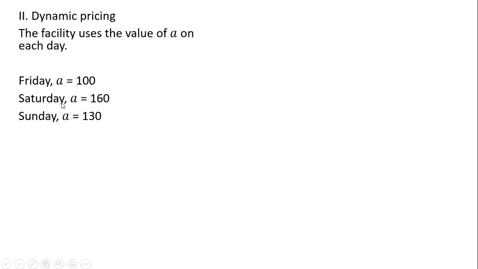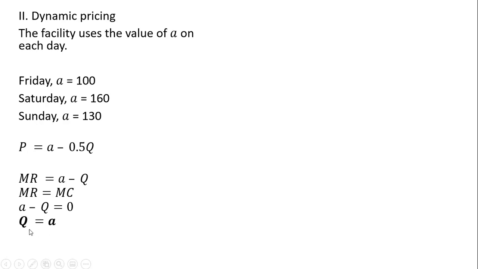The facility uses the value of A on each day. So again, we're just reminding ourselves what A equals on Friday through Sunday. And so this is probably the best way to solve it. Let's get marginal revenue, which is just inverse demand with a slope that is twice as steep. Let's set marginal revenue equal to marginal cost, and we're going to solve for Q as a function of A. So in this case, Q equals A. The quantity of output will equal A.